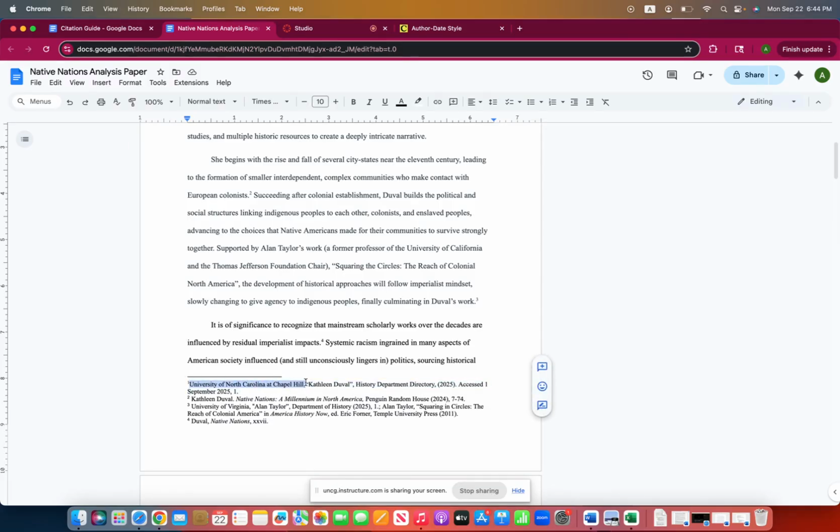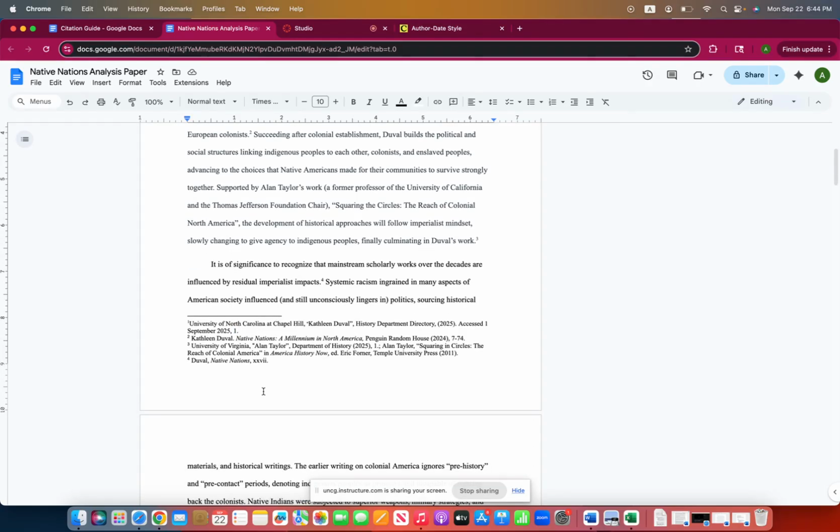I did not have an author. This is a website explaining who Kathleen Duval is on the faculty at North Carolina at Chapel Hill. And so instead, I put my sponsor, or the person who helped publish this, at the forefront. This is within the website article by the History Department Directory. The year was published, the day I got it from them, and then a page number. Even though there's no other page numbers, some people still prefer that you include that.